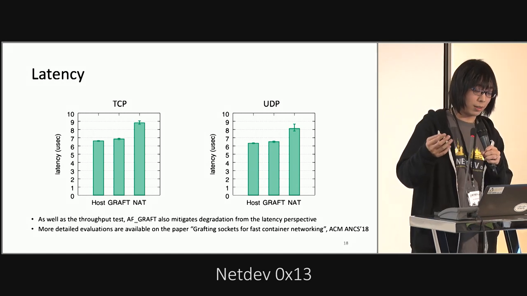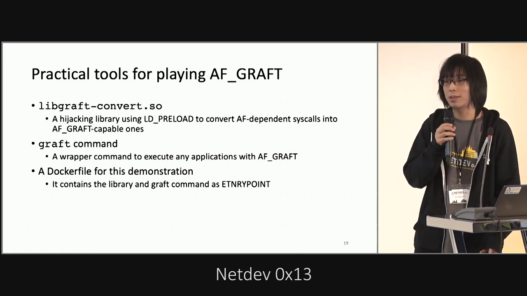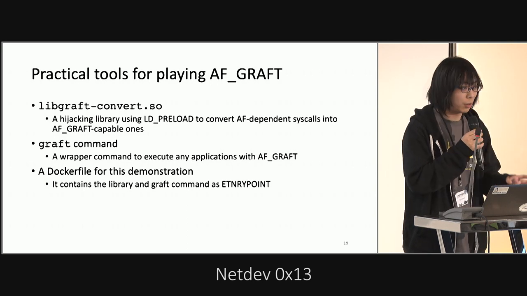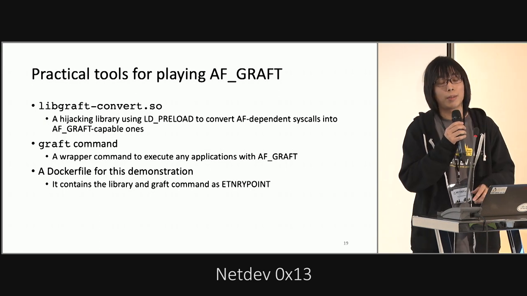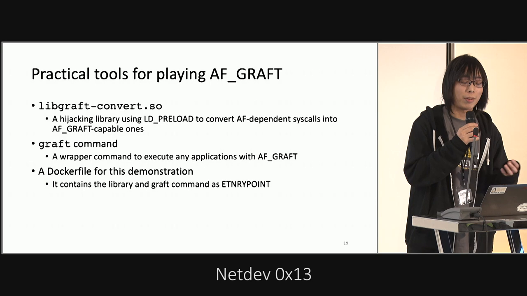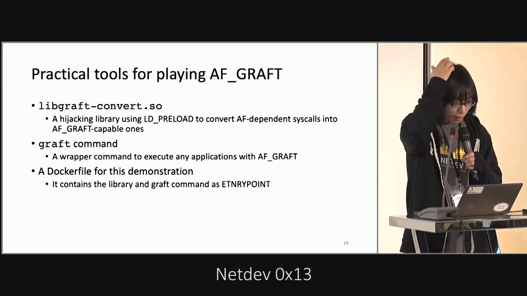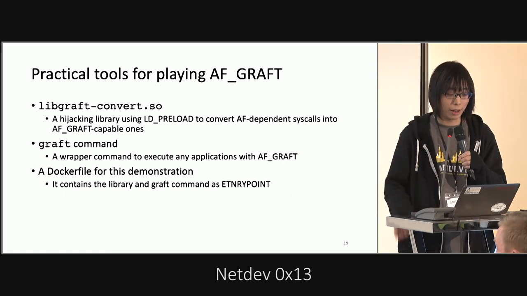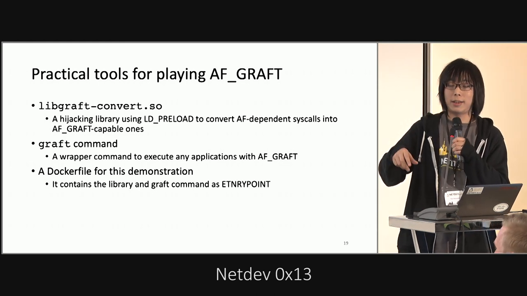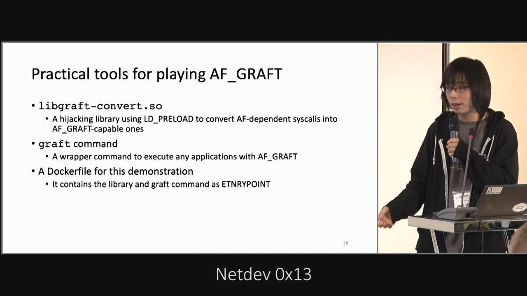So this is the introduction of AF_GRAFT, and in this talk, I'd like to demonstrate AF_GRAFT using some practical tools. AF_GRAFT is a new address family, so existing applications cannot use it without modification. Modifying existing application source code does not require significant effort because of the very familiar socket API, but we know it is sometimes hard to maintain out-of-tree source code. So we developed a shared library using LD_PRELOAD, libgraft-compat.so. It is a hijacking library that overrides the socket-related system calls and converts the AF_INET operations into AF_GRAFT capable ones.